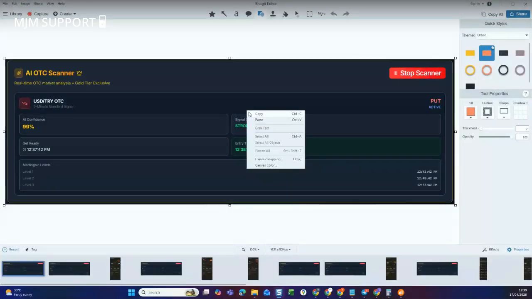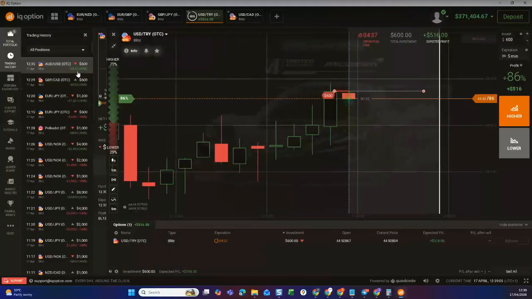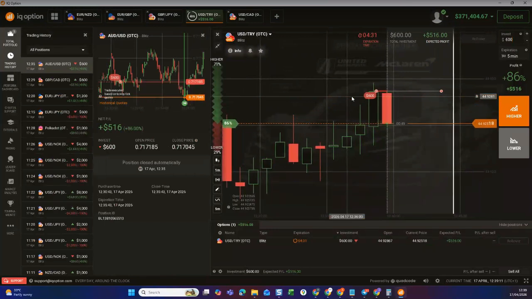Okay, so let's go in. Let's do a screenshot of the earlier signal on AUD USD. Okay, let's do screenshots.